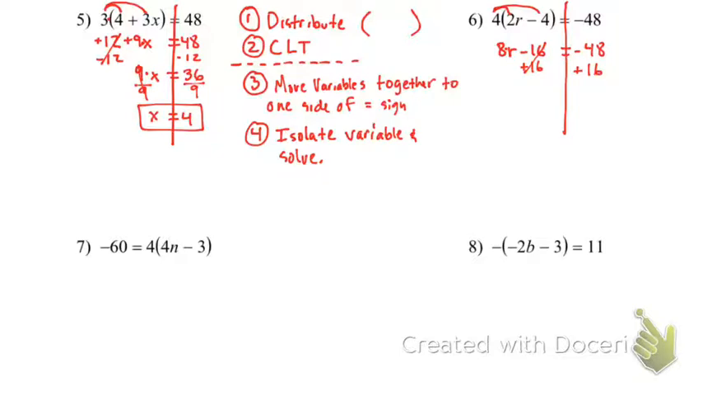Bring down the 8r. Sorry, it's 8 times r equal to negative 32 if you do that math correctly. And now to get rid of multiplication, we divide by 8. r is isolated. Negative 32 divided by 8, you should get negative 4.